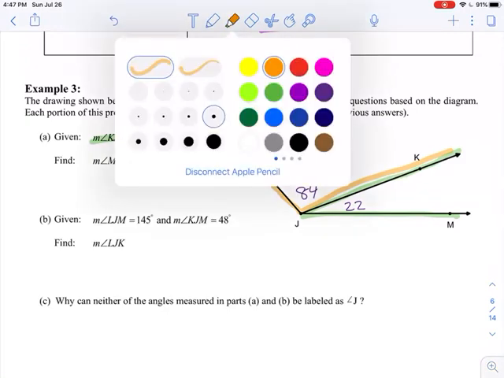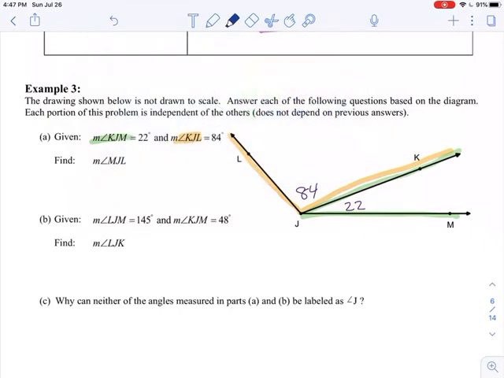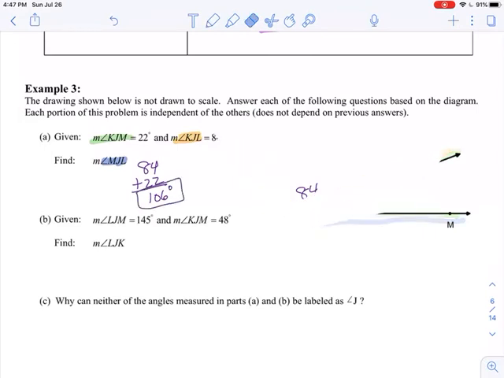And then I finally want to know what angle MJL is. MJL is both of these together. The smaller one is the green one, and the bigger one up on top is the orange one, but I really want to find MJL, which is both of these together. So all I'm doing is adding the 84 and the 22 together, and I get 106 degrees. All right, I'm going to erase this so we can try the next one.